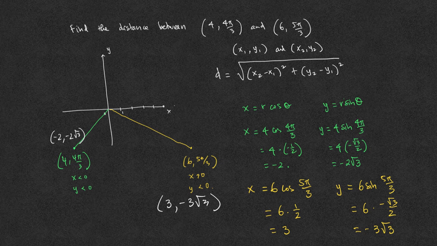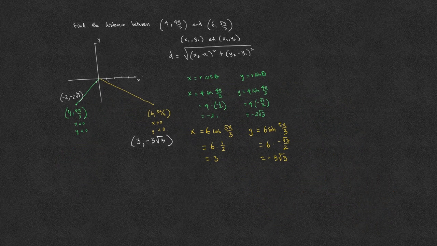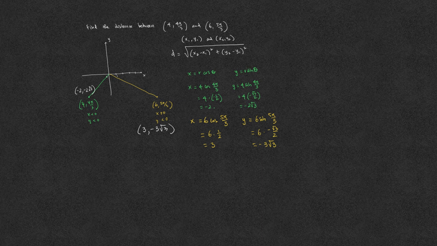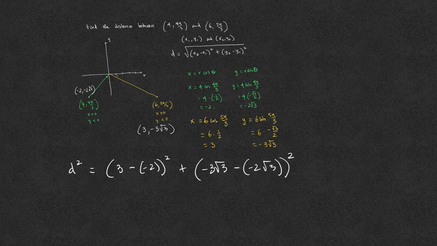Now that we have (x1, y1) and (x2, y2), we can find the distance between the 2 points. First, the distance squared equals (x2, 3, minus x1, negative 2) squared, plus (y2, negative 3 root 3, minus y1, negative 2 root 3) squared. 3 minus negative 2 is 5. Negative 3 root 3 minus negative 2 root 3 is negative 1 root 3, and we still need to square this.